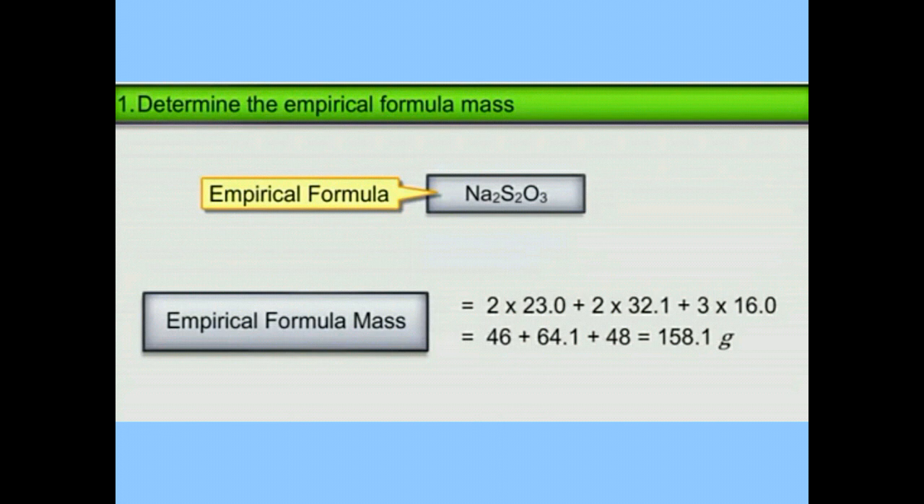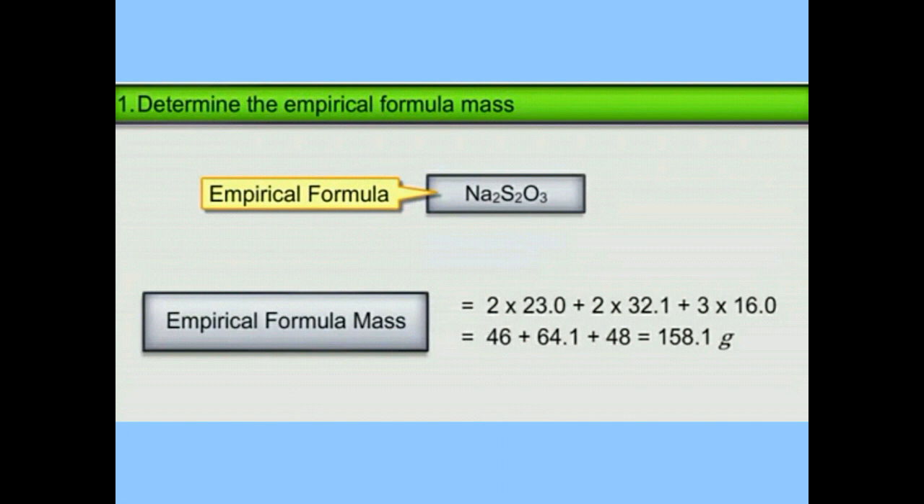To calculate the empirical formula mass, first we will write the empirical formula. By this we can see that we are having 2 atoms of sodium, 2 atoms of sulfur and 3 atoms of oxygen. The mass of sodium is 23, and we are having 2 atoms of sodium, so 2 into 23. The mass of sulfur is 32, and we are having 2 atoms of sulfur, so 2 into 32. The mass of oxygen is 16, and we are having 3 atoms of oxygen, so we will multiply by 3. These are the atomic masses, you know. So we multiplied all the atomic masses by their numbers of atoms, and we will add all these numbers we get after multiplying.